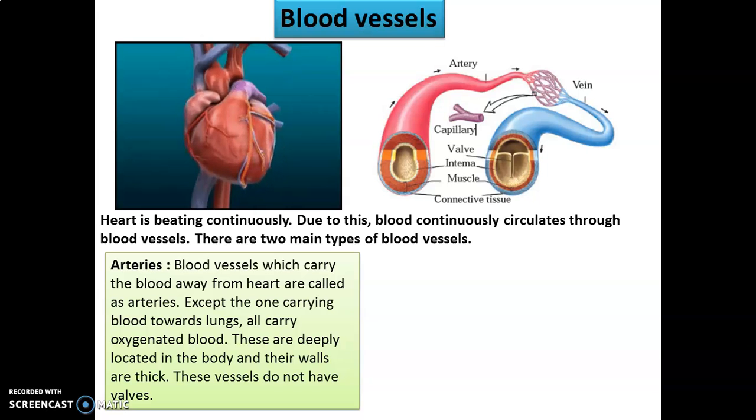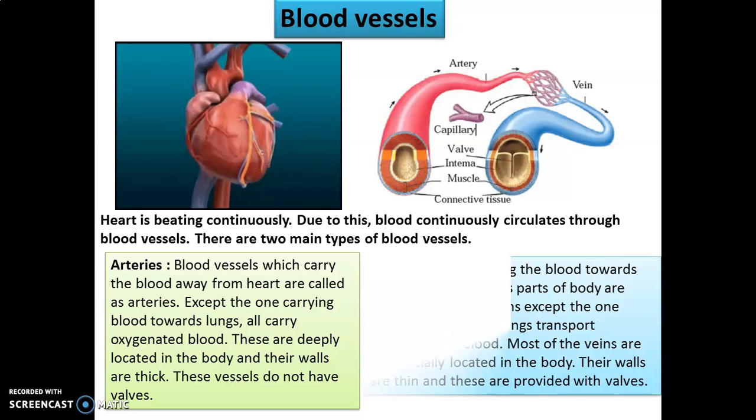Okay, so therefore arteries are deeply located in our body and their walls are thick, because so much pressure is coming on them from the blood. And these vessels do not have valves. That means they do not have compartments. See, it is a single one, the artery. So the artery carries oxygenated blood from the heart to various parts of the body.